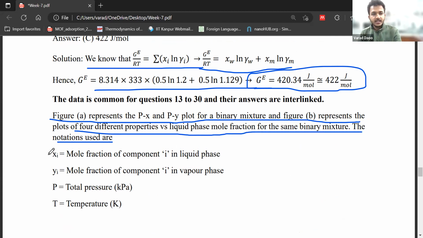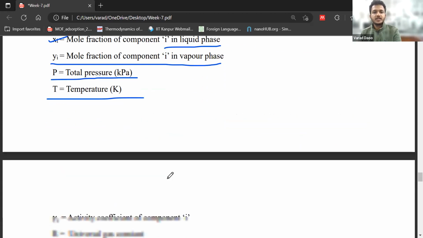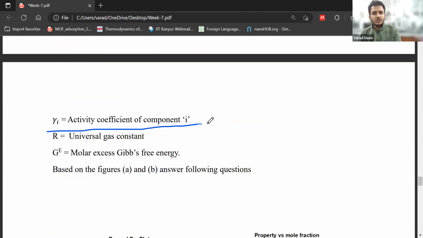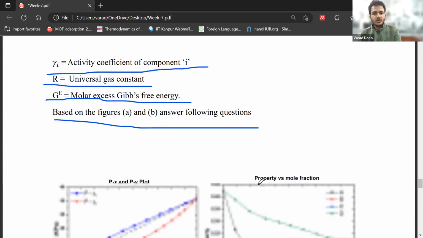The notations used are x_i, the mole fraction of component i in the liquid phase; y_i, the mole fraction of component i in the vapor phase; P, the total pressure in kilopascal; T, the temperature in Kelvin; gamma_i, the activity coefficient of component i; R, the universal gas constant; and G, the molar Gibbs free energy. Based on figures A and B, we have to answer the following questions.